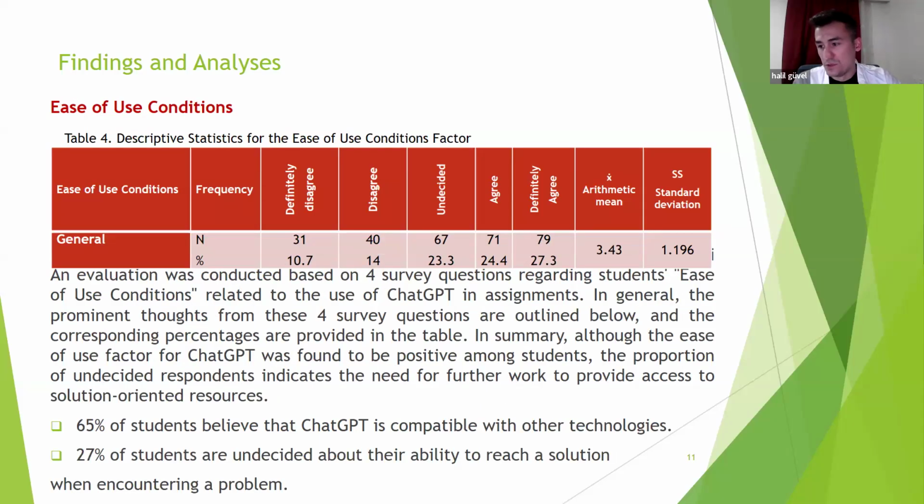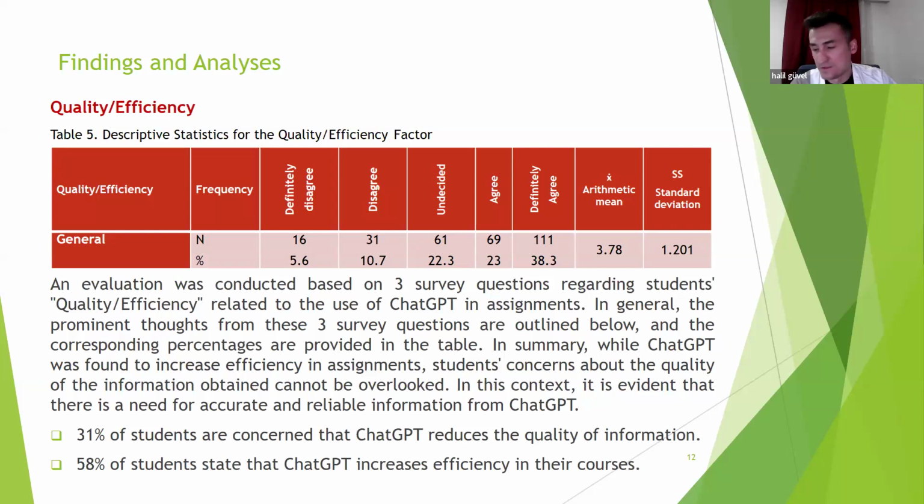Ease of use condition factor. This factor also consists of 4 questions, and 65% of students believe that ChatGPT is compatible with other technologies, but 27% of students are undecided about their ability to reach a solution when encountering a problem. That's why the proportion of undecided responses indicates the need for further work to provide access to solution-oriented resources.